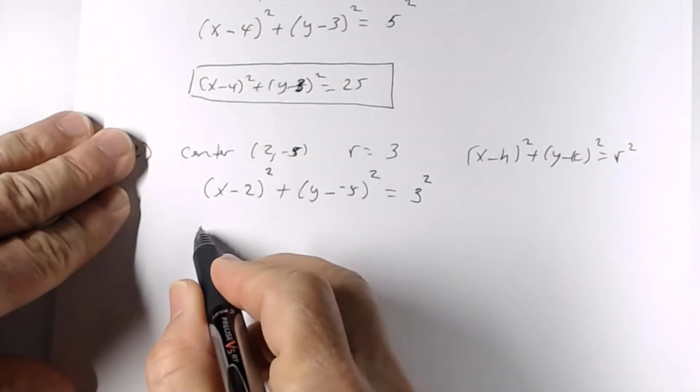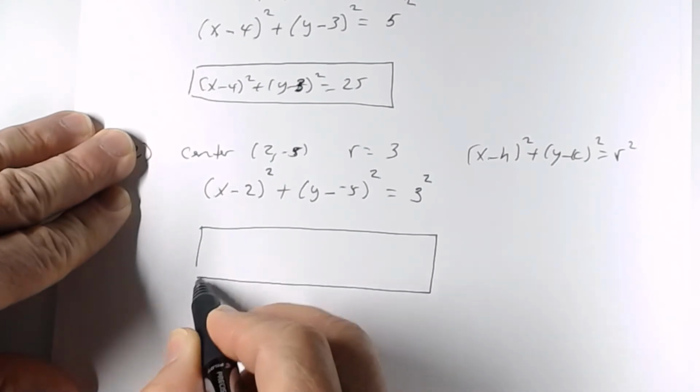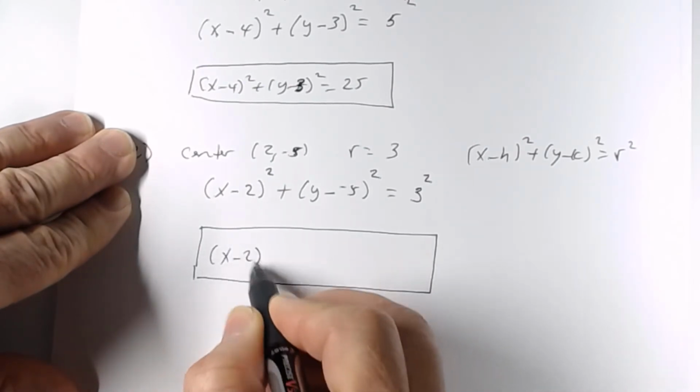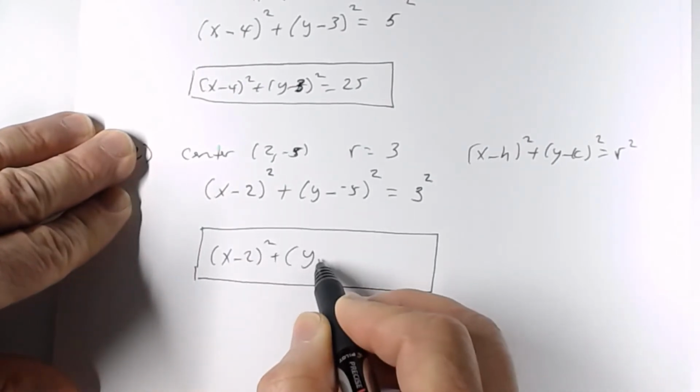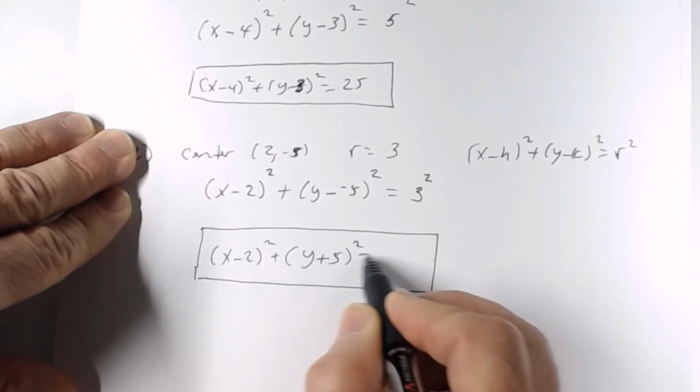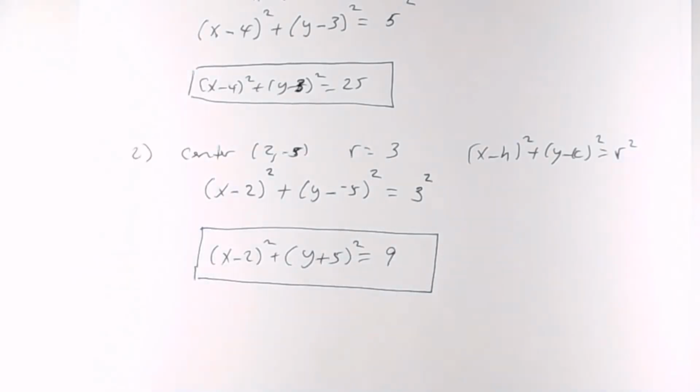So your answer then will be x minus 2 squared plus y what? Plus 5 squared equals 9. That's your answer. Okay? All right. So that was number 2. So when the circle's given, it's not that bad, because the center will be visible and you can easily determine the length of the radius.